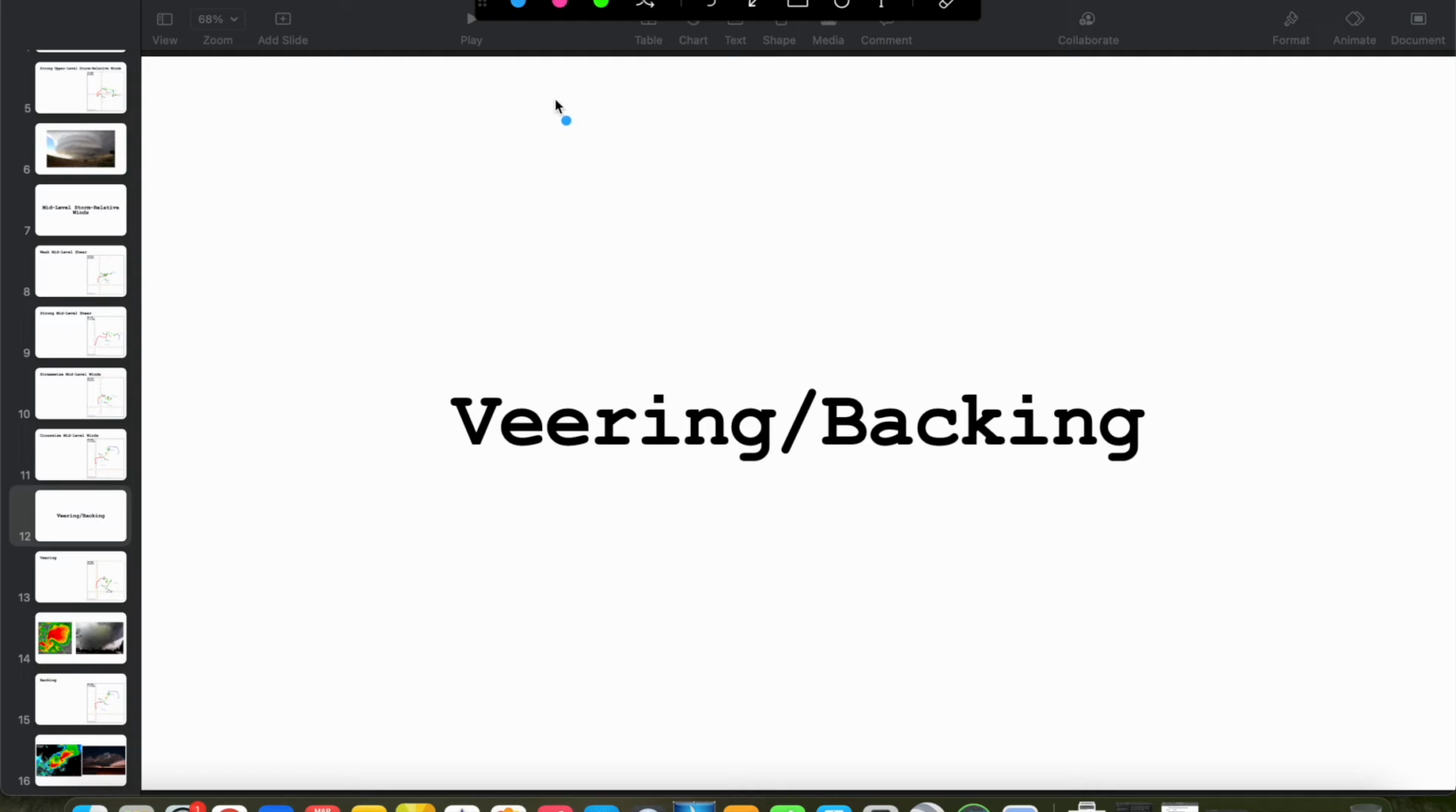So now we're going to talk about veering and backing of the winds with height and how they pertain to the hodograph. So veering winds with height are winds that turn in a clockwise direction with height. So if you had a surface wind in blue here out of the south, and you had a wind at 1 kilometer above ground level that was out of the southwest, you would have veering winds in that layer because the winds are turning in a clockwise direction with height.